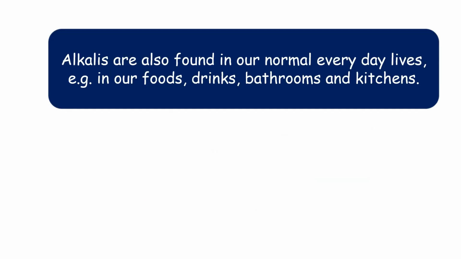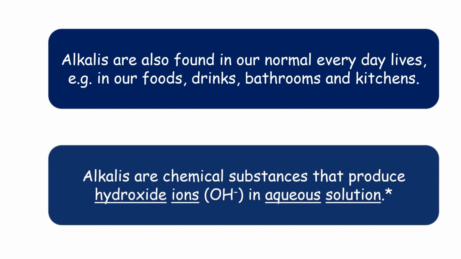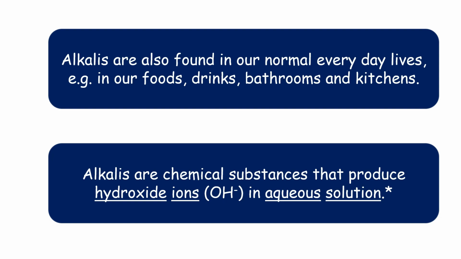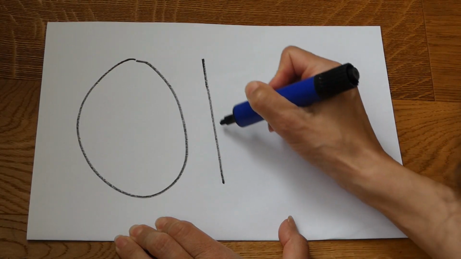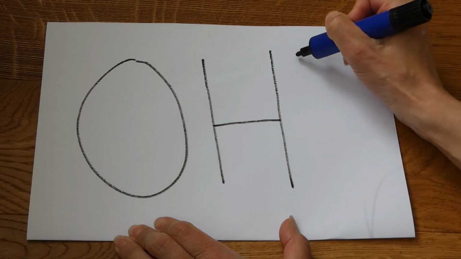Time up. Alkalis are also found in our normal everyday lives, e.g. in our foods, drinks, bathrooms and kitchens. Unlike acids that produce hydrogen ions, alkalis produce hydroxide ions in aqueous solution. Hydroxide ions are abbreviated to OH and then superscript minus.